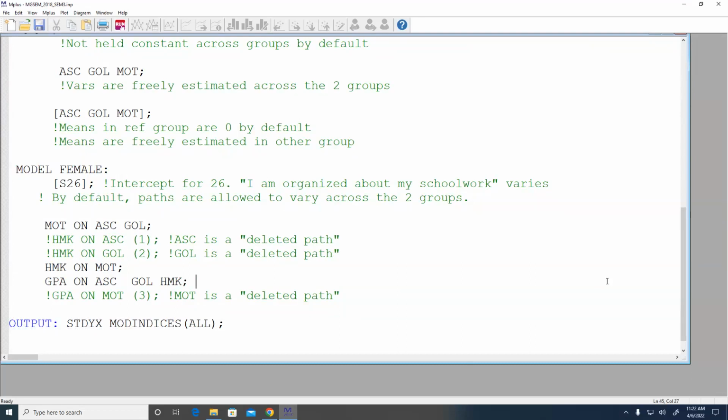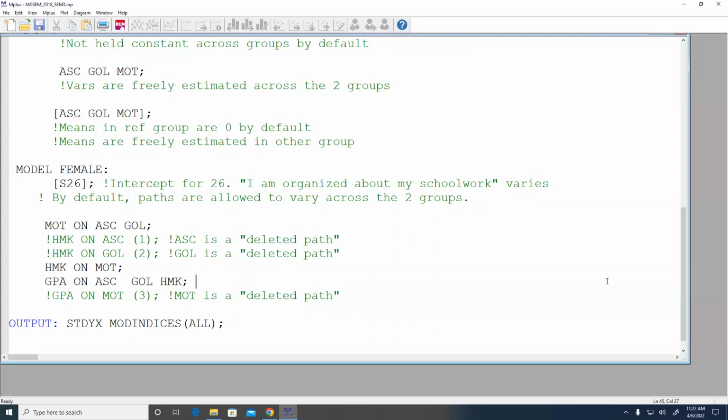Okay, so now the next thing we would want to do is actually constrain all of our remaining conceptual paths to be equal across the groups, right? Think about what this means. This is saying, is the direct effect of academic self-concept on motivation, is that coefficient equal across boys and girls? Is the effect of academic self-concept on motivation the same for boys and girls?